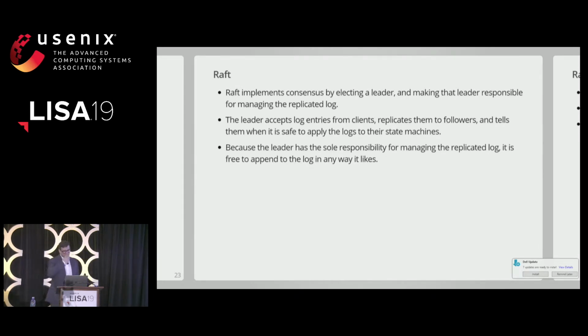So Raft implements consensus by electing a leader. It makes the leader responsible for managing the replicated log. The leader accepts log entries from clients, replicates them to followers, and tells them when it's safe to apply the logs to their state machines. Because the leader has the responsibility for managing the log, it's free to append to the log in any way it likes.